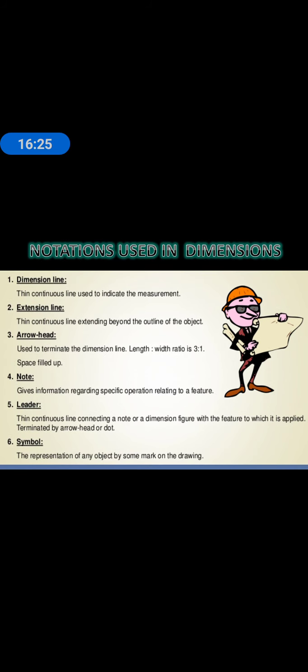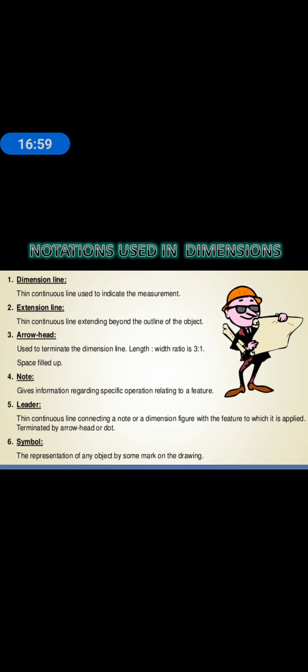Next is the notation used in a dimension. The first one is the dimension line, then extension line, arrowhead, note, leader, symbol. The dimension line is a thin continuous line used to indicate the measurement. The extension line is a thin continuous line extended beyond the outline of the object. The arrowhead is used to terminate the dimension line.